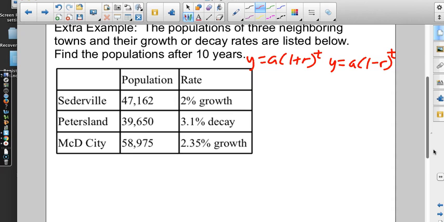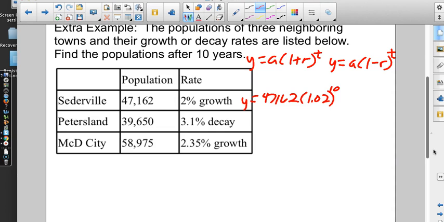So for Cedarville, I see its growth. That means the plus formula. So 47,162 is what it's at right now. Gonna grow 2%. So I kind of do this math in my head. 2% is 0.02, 1 plus 0.02, that'll be 1.02, and they want to know 10 years from now. I'm just going to write the equations and then we'll punch them all in at the same time.